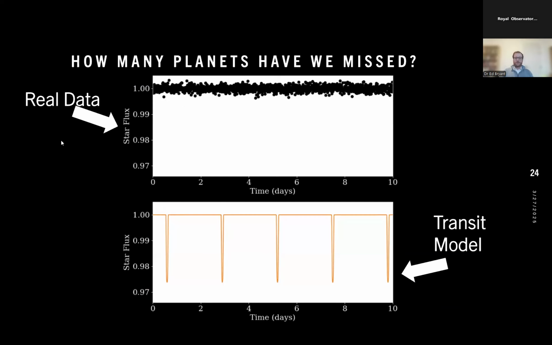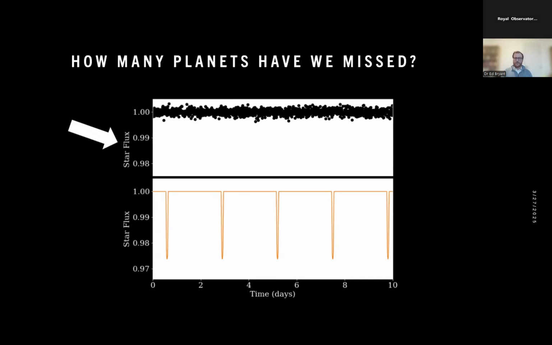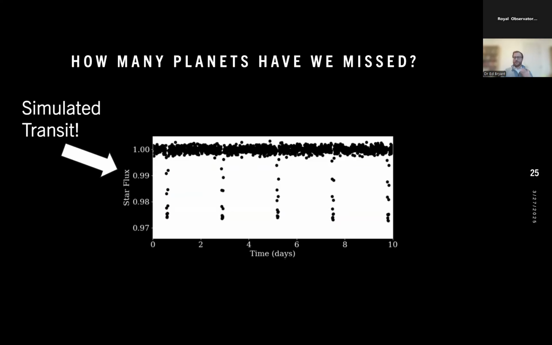And what we do is we start with sort of real test data here on the top. So this is all showing real data from TESS, which is just a flat line. And then we use our knowledge of what transits look like, what transits are produced by which planets, and simulate a transit-like model. And then if we combine these two together, we get our transiting light curve. So this is our simulated transiting light curve of a planet that we might be interested in finding.